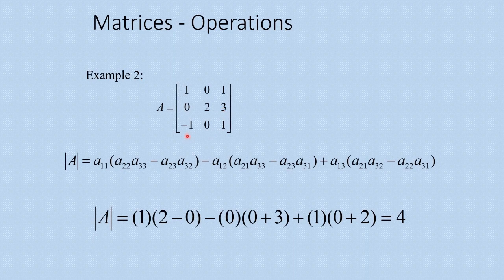A32 is 0. A22 is 2. A31 is minus 1. We get this, which is equal to 4.